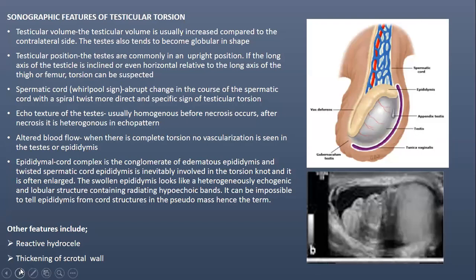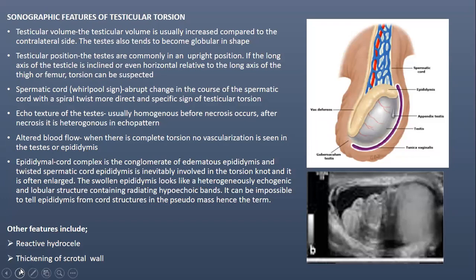There are two specific signs here, which I'm going to talk about. This whirlpool sign, which is the spermatic cord twisting against itself, and then the epididymo-cord complex, which is shown in the image you see below there, where this cord is going to twist around the epididymis. The epididymis will become enlarged, and you cannot differentiate between the epididymis and the cord itself. So whenever you put color flow here, you'll find it's increased, but the epididymis will not have flow. Remember, because the cord has twisted around it, the flow is going to be compromised in the epididymis. The epididymis might become heterogeneously hyperechoic, and the cord will become a bit heterogeneous also.